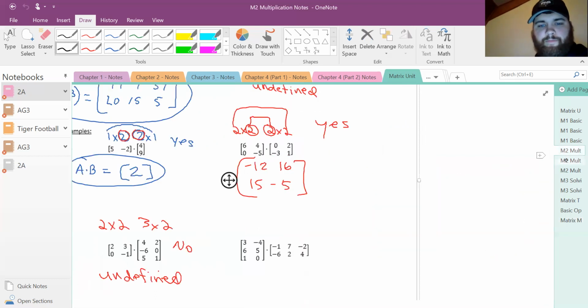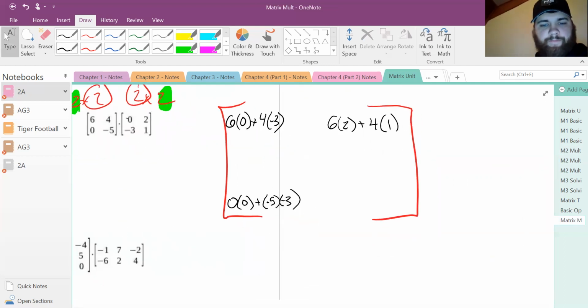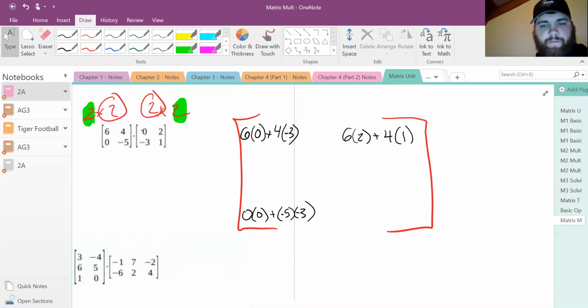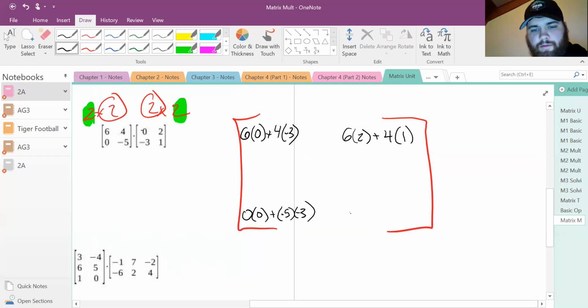Okay, my last slot, I take my second row, multiply it by the second column now. So we have 0 times 2 plus -5 times 1.